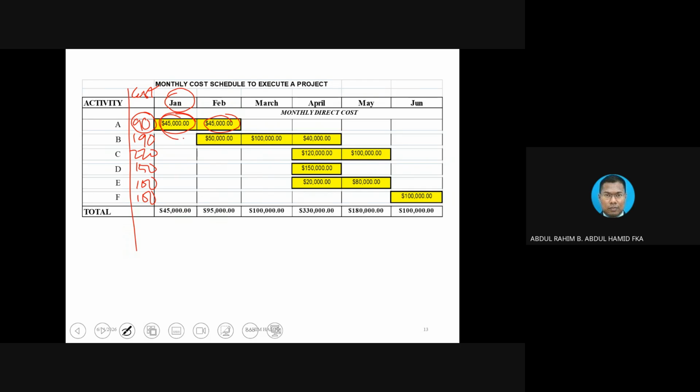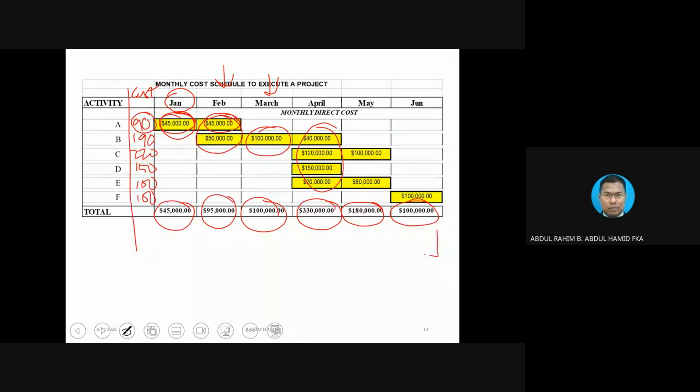And how much is that particular month going to spend? 45K. And for February, what other activity is running? 2 activities here. You add those together, it becomes 95. And then March is here. And for April, there are 4 activities running, 330, and this one.